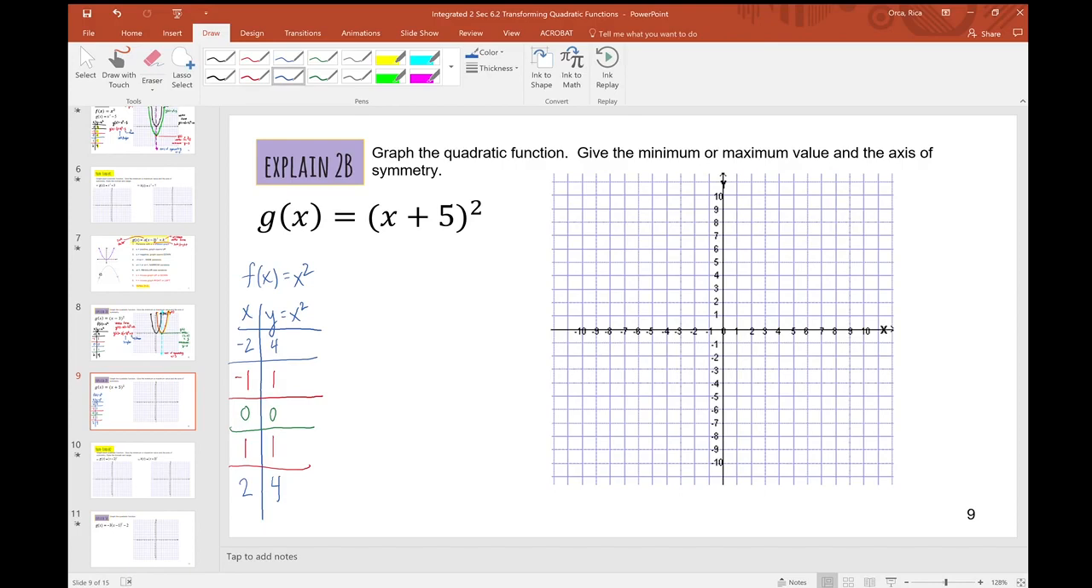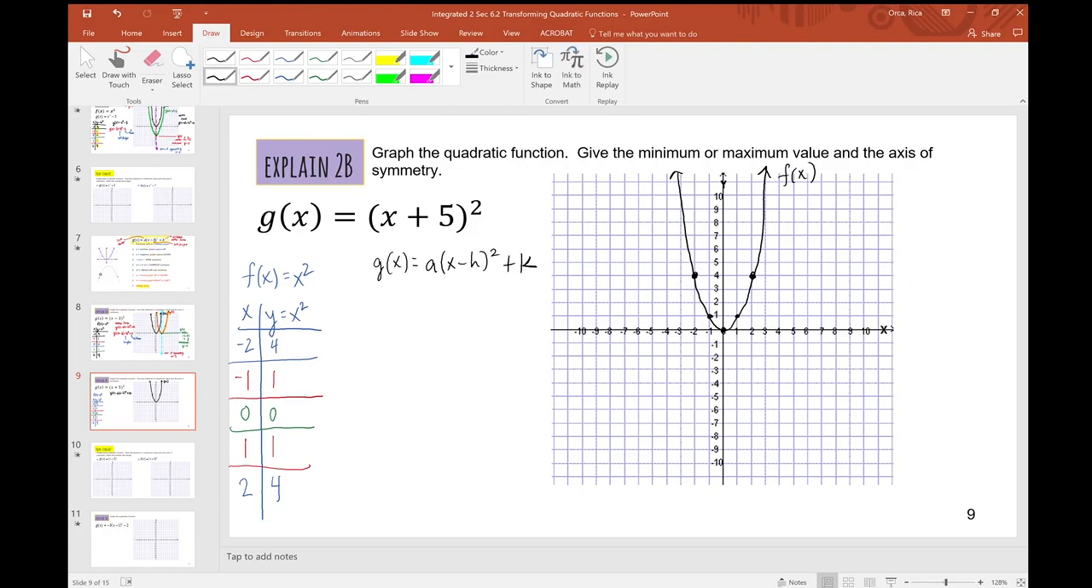Plot the points. (-2, 4), (-1, 1), (0, 0), (1, 1), (2, 4). Draw the parabola. Now let's apply the transformation for g of x. Go ahead and write the formula of vertex form. G of x equals a times x minus h squared plus k.